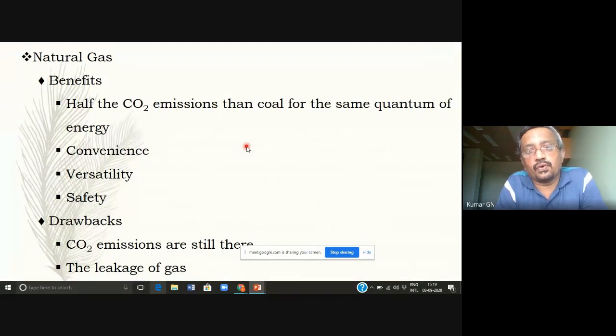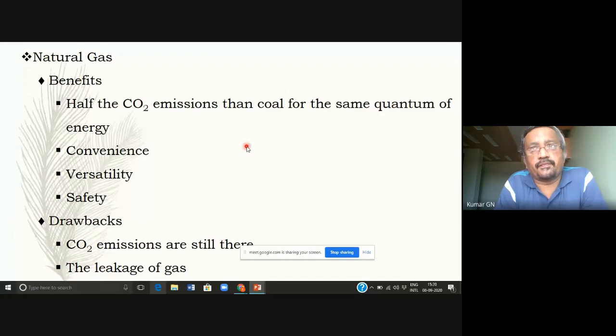Even compared to coal, the carbon dioxide emissions are less in natural gas. That's why in Delhi, after introducing CNG, maybe in 1991 or 92, the carbon dioxide emissions gradually decreased in Delhi. Okay.